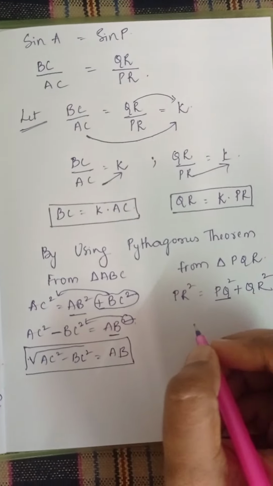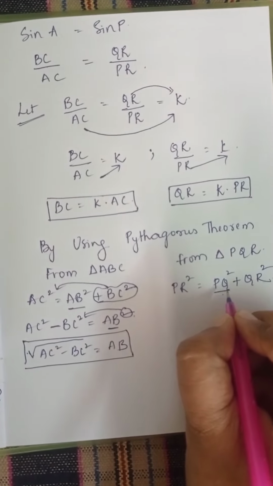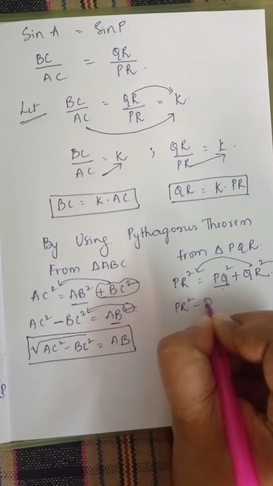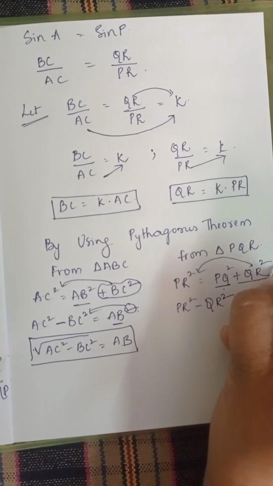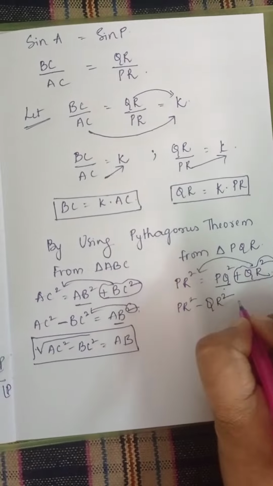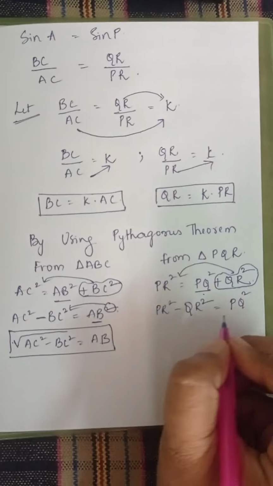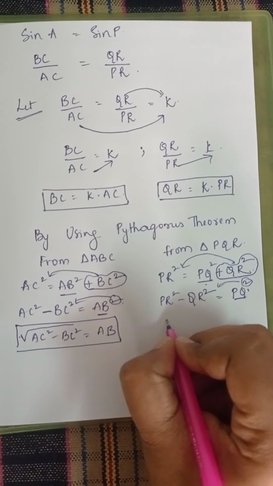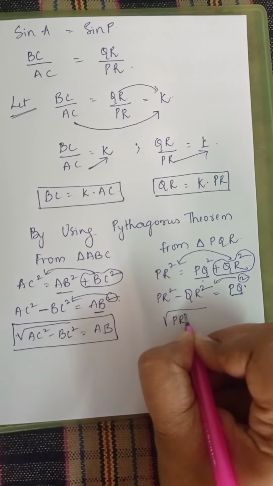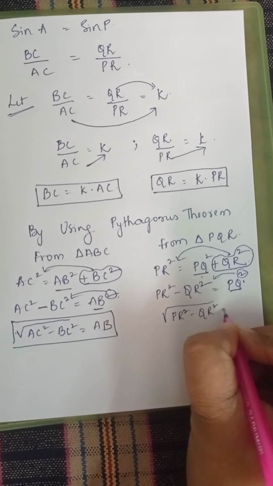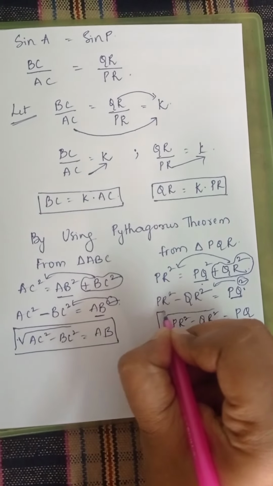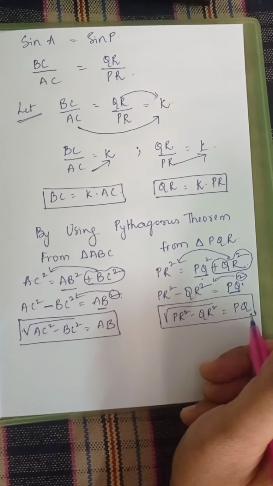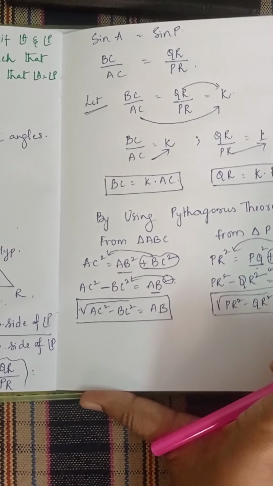And now we are going to find PQ. So keep PQ square at the same point. Send QR square to the LHS side. We'll get PR square minus QR square, as it is in plus, we'll get minus here. We want only PQ, so send the square to this side. We'll get root of PR square minus QR square is equal to PQ. And we got the adjacent sides, right? AB and PQ are the adjacent sides of a right angle triangle.